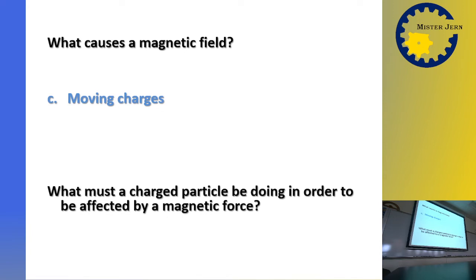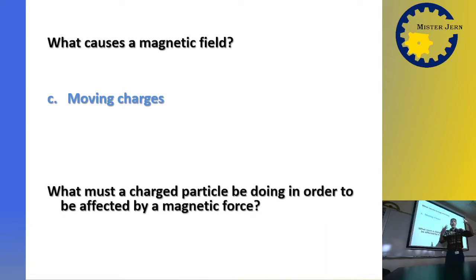Related to that, what must a charged particle be doing in order to be affected by the magnetic force? To illustrate this question, think about what I showed you yesterday. I had that giant magnet, and I set it up so that the magnetic field was aligned out of the screen toward you. Then I held that coil of wire so that the current was going sideways, 90 degrees to the field.